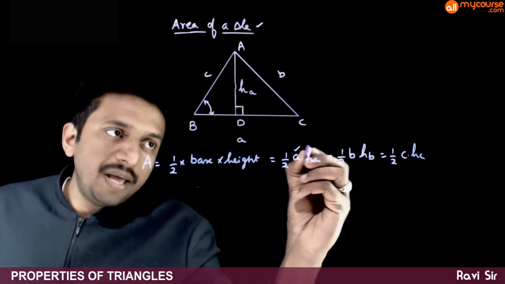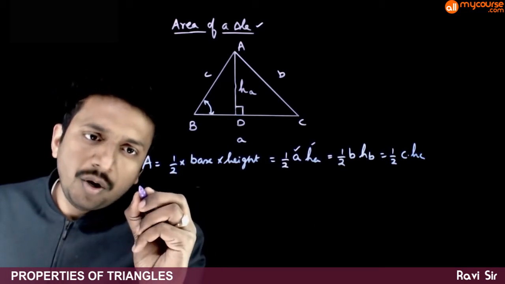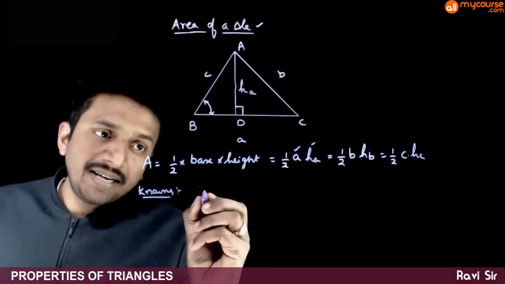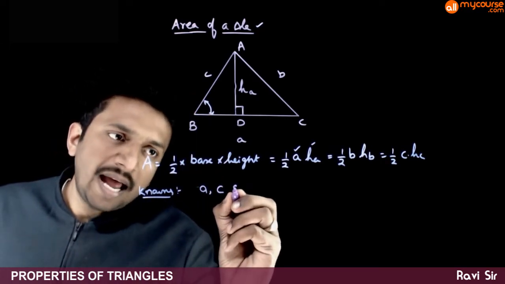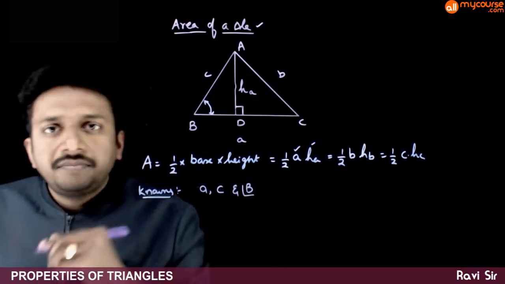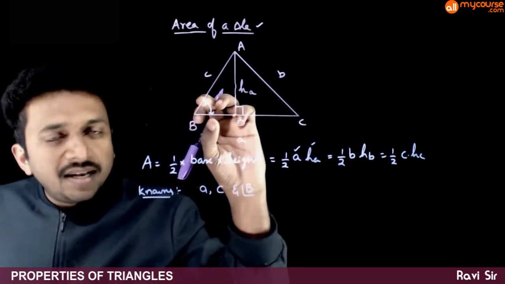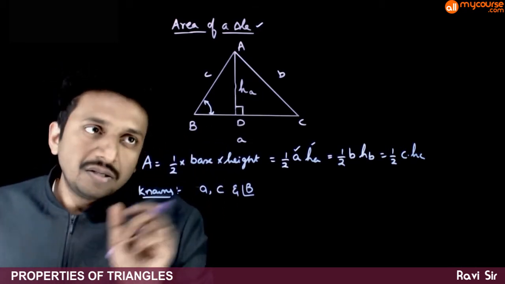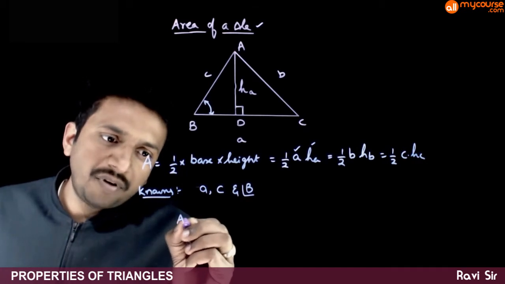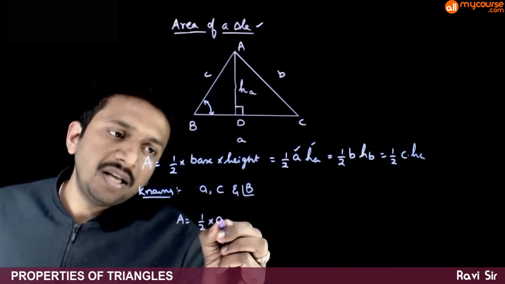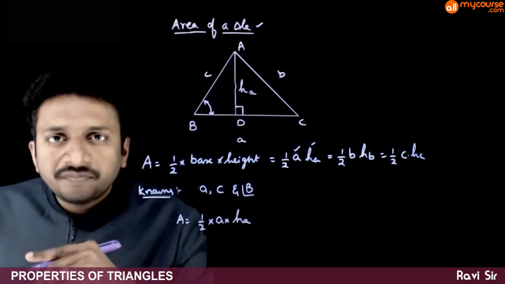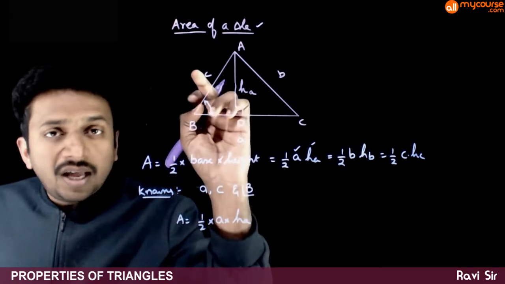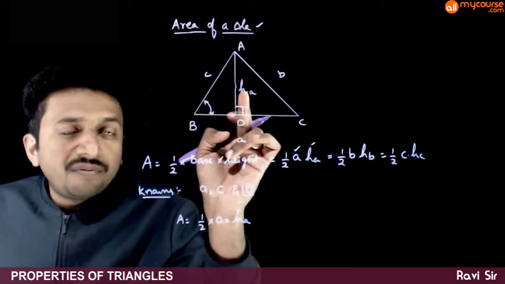Instead of base and height, suppose the knowns are two adjacent sides, that is a, c, and angle B. If you know two adjacent sides and the included angle, can you find the area of this triangle? Yes. Let us see how we can do this. Area of triangle is equal to half times a into HA. In this case, HA is not known. Instead, angle B and c are known. From these two, can you find HA?